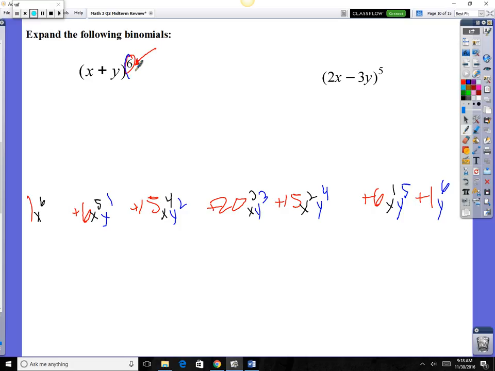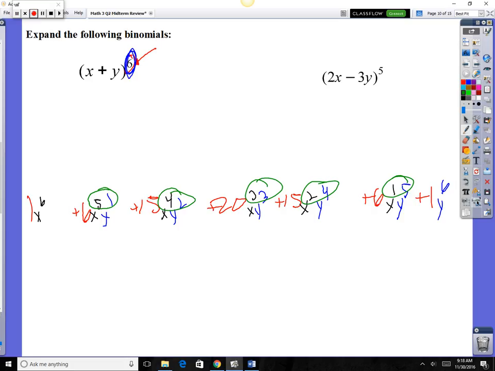So now if it is degree 6, your exponents will always add and give you a 6. So 5 plus 1, that'll give you 6. 4 plus 2 will give you 6. 3 plus 3, 6. So that's how you can check to make sure you got them right. Your exponents will always add and give you a 6.